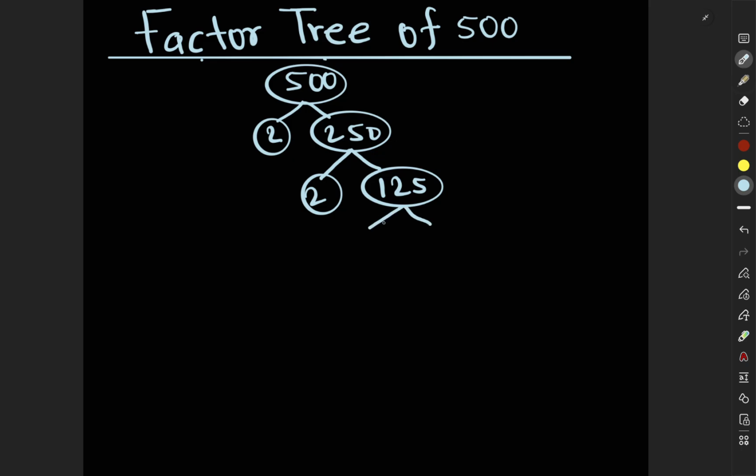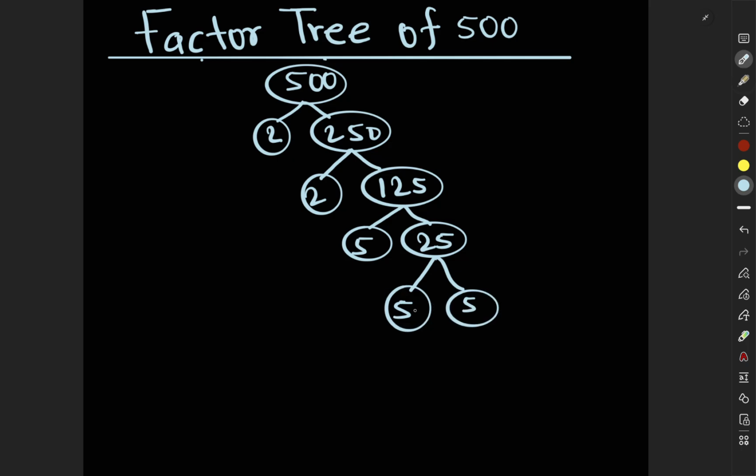125 can be written as 5 and 25. 5 times 25 makes 125. 25 can be written as 5 and 5. So 5 times 5 makes 25.